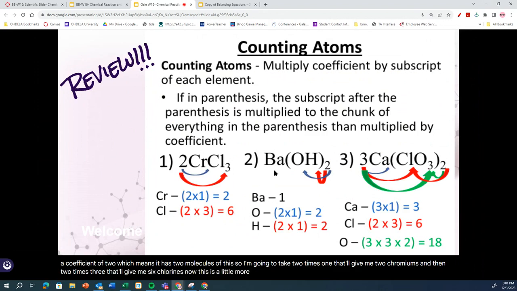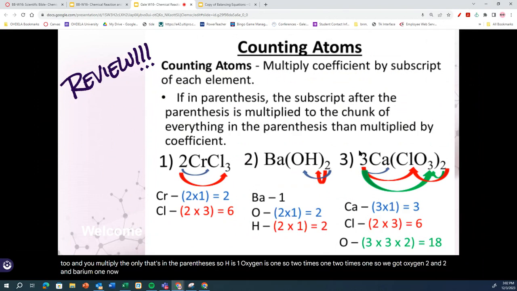Now, this is a little more complicated here, barium hydroxide. So you've got this parentheses over the OH. So that means that we are going to take that subscript 2. So remember, subscript means below writing, or writing below. You take that 2 and you multiply only what's in the parentheses. So H is 1 and oxygen is 1. So 2 times 1, 2 times 1. So we got oxygen 2 and barium 1.